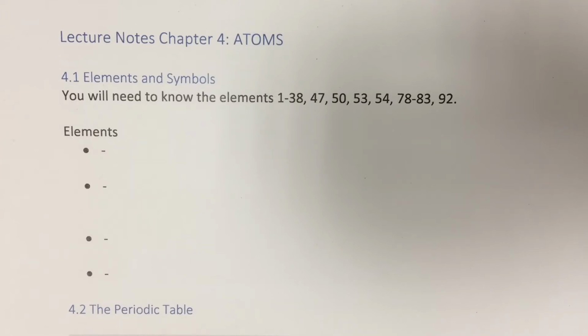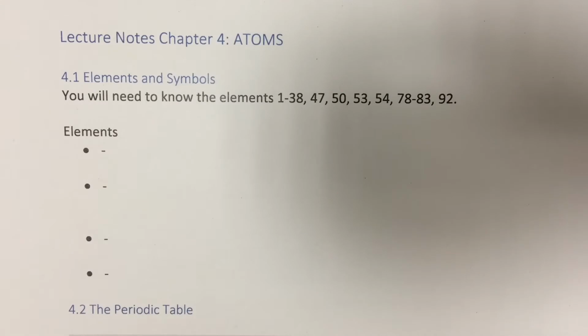You're going to need to know the elements 1 through 38, number 47, 50, 53, 54, 78 through 83, and 92. 92 is uranium. I tried to go through and pick out just the ones that you need rather than say, memorize the table. You're going to need to know these in order to speak your new chemistry language.